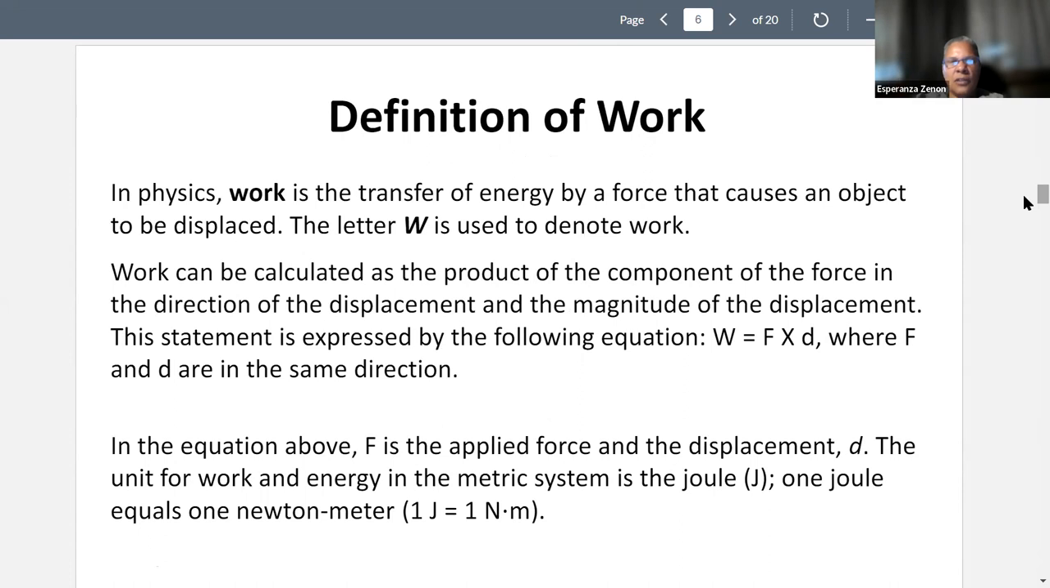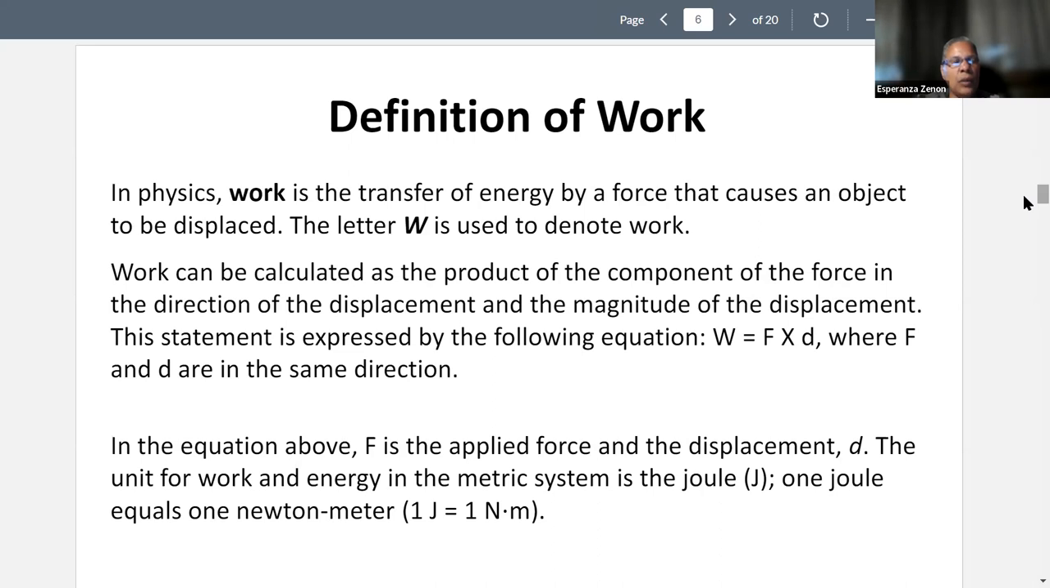Okay. So, when we talk about work in the physics sense of the word, the physics definition of the word, we're talking about the transfer of energy by a force when it causes an object to be displaced. So we apply a force to an object, that force moves that object, and we look at that and say that work is being done, okay?